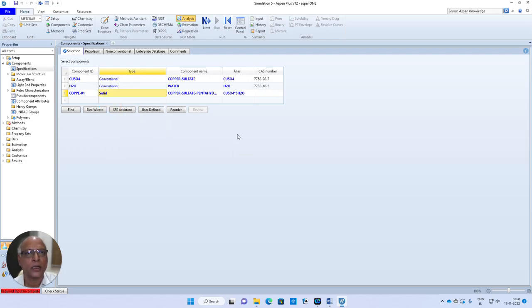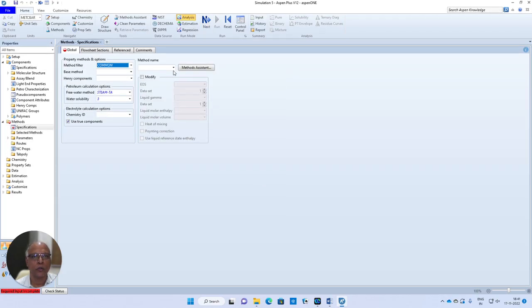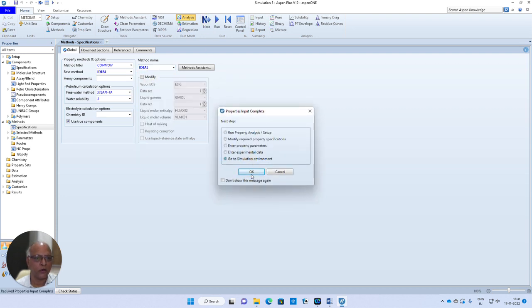Okay, so go to the next step, choose the property model as ideal, go to the next step, simulation environment.